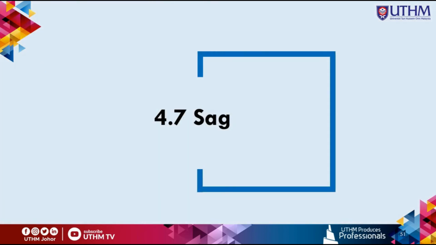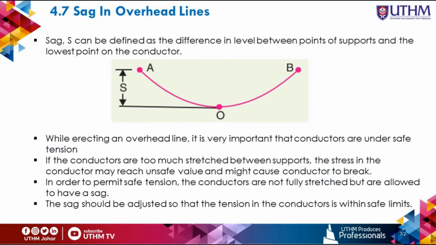So next is the sag. Sag in overhead lines, sag S, can be defined as the difference in level between points of support. You can see here we have two supports, A and also B, and then we have the lowest point on the conductor, O. This one we call the sag S.